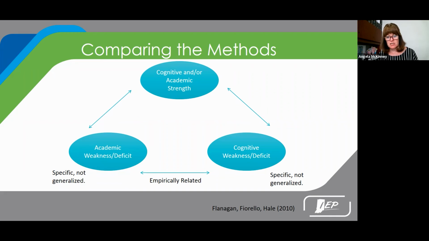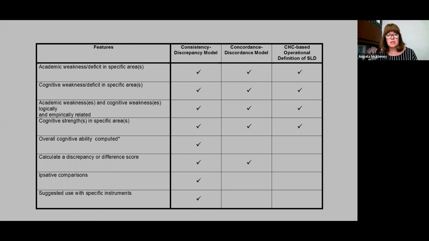All right, so just a comparison of the different models. They work on somewhat different stuff, and you can see there's a lot of overlap here. Obviously, you have to have an academic weakness. If you didn't, it wouldn't be a specific learning disability. All three methods expect that there's going to be some kind of cognitive weakness.